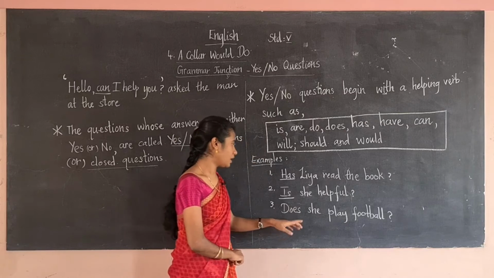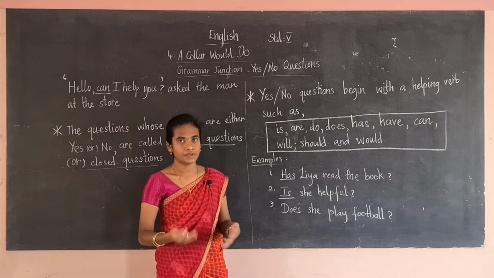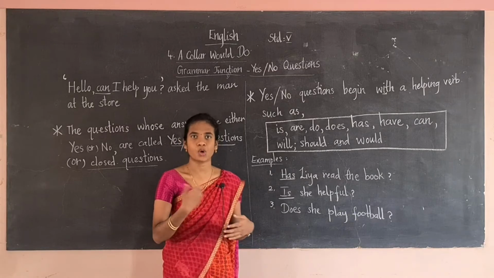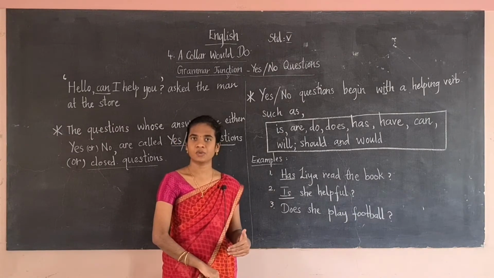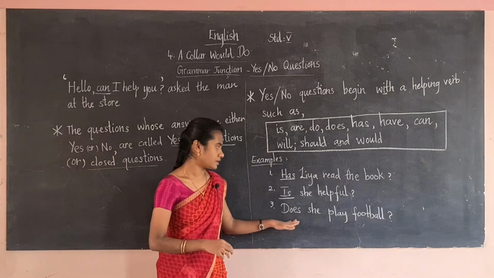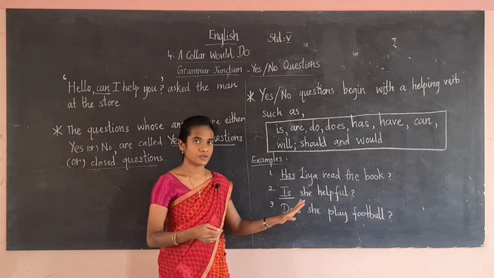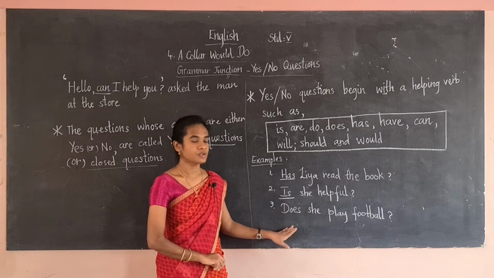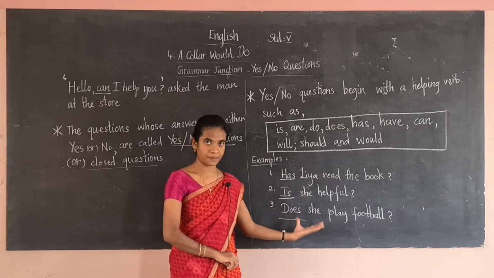The next one: does she play football? What answer will you give? You will be saying either yes or no. If she plays football, what answer will you tell? You will say yes. And if she did not play football, what answer will you give? You will give no. So does she play football? You will say either yes or no to that. This question begins with the helping verb. What's the helping verb here? Can you find out? Here, does is the helping verb. So these are three examples.